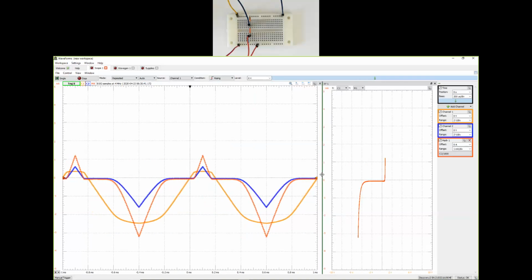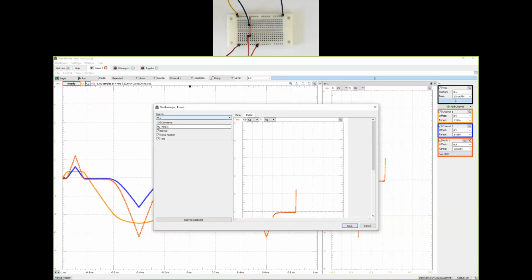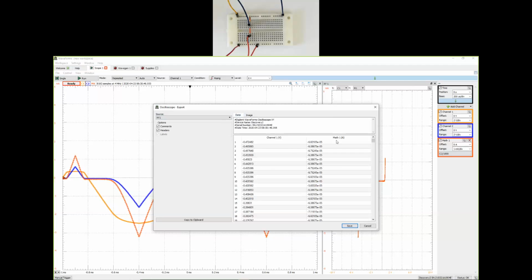So I'm going to do it like that, and I will say file, export. I'm going to export it as data. I have channel 1, I have math channel. What else do I need? Okay, so this is taking it from source. Okay, I am going to take it from acquisition. So I have time, channel 1, channel 2, math. Okay, that's good. I have all the things that I need.